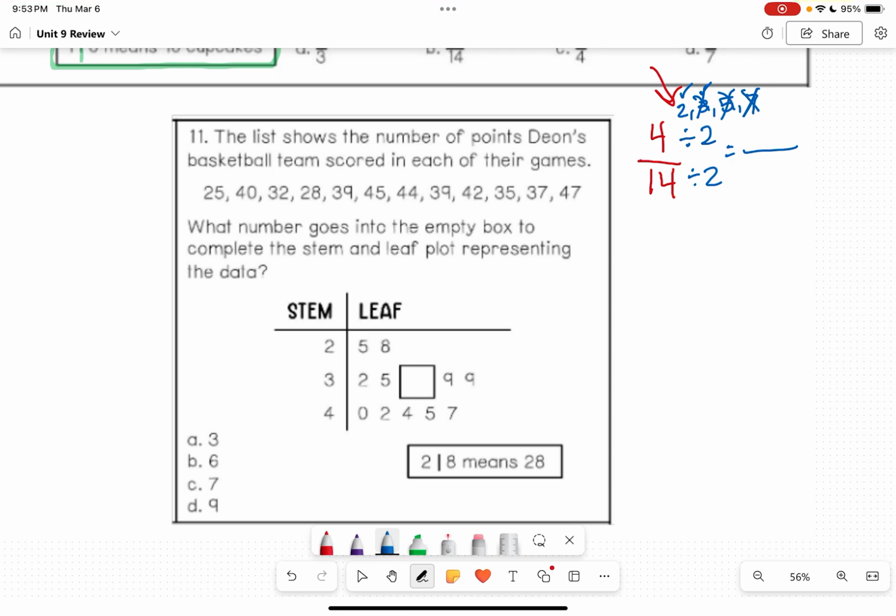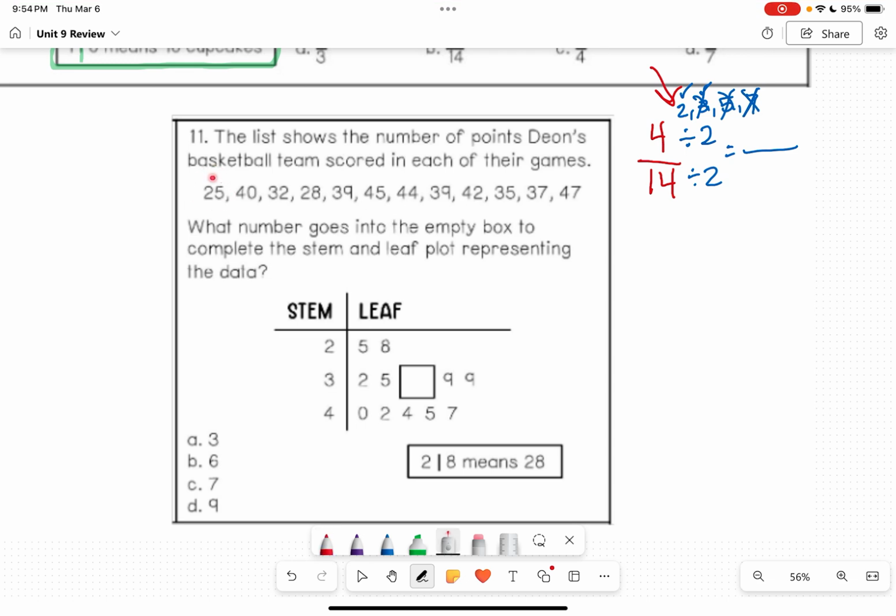All right, last question. The list shows the number of points Dion's basketball team scored in each of their games. So they give us all of these numbers. It says, what number goes into the empty box to complete the stem and leaf plot representing the data? So I'm going to start you off, but I'm not going to give you the answer to it. Okay, so here's how I would do this problem. So I'm going to start with the first number. So in this case, I'm looking here.